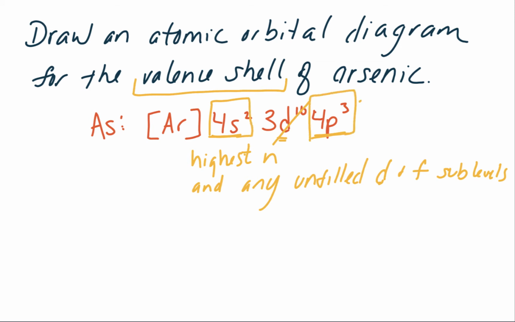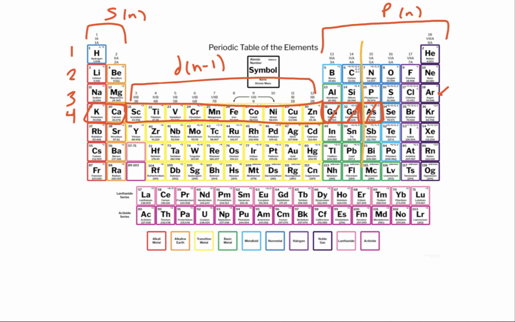If you want to double check, 2 electrons here and 3 electrons here is 5 valence electrons. When you look at your periodic table, because arsenic is in group 15, we would expect it to have 5 valence electrons, so we know we did that correctly.